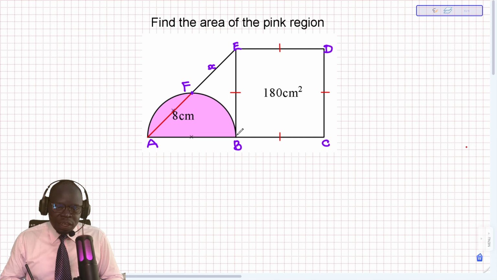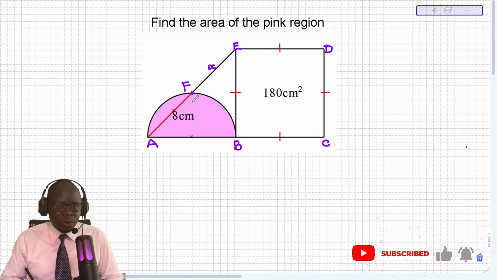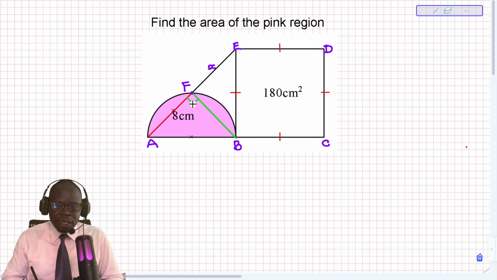And also let's take advantage of this length AB. AB is the diameter of the semicircle. So any two legs extended from the diameter to any part of the circumference always meet at a right angle. Using this property, F to B and F to A is at a right angle. Now let's drop this line and we have this at 90 degrees. I can just make some estimation to represent our 90 degrees. After this, we can use the leg theorem.